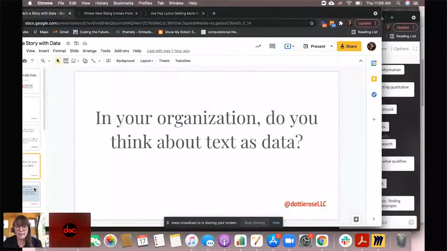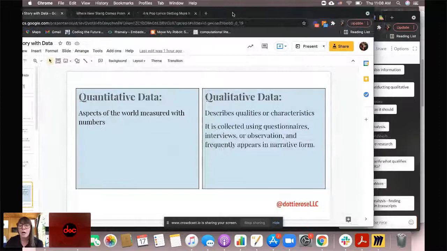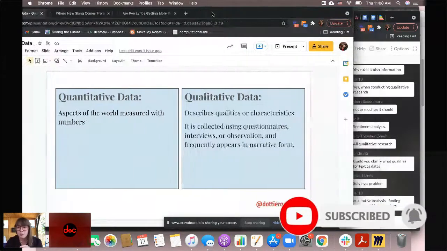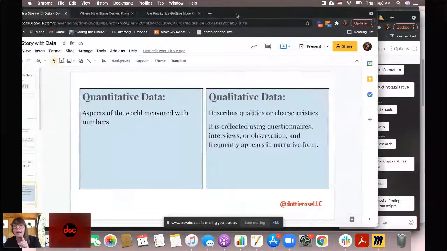So here is the definition between the two. Quantitative data are aspects of the world measured with numbers. And qualitative is going to describe a quality or characteristic. And some of you have already mentioned this in the chat, where it's collected via questionnaires, interviews, observations, frequency. And frequency is really what we're going to talk about today, is the frequency of how many times you're seeing something populate in an answer. So one of the mentions was finding some themes within transcripts, and that is really powerful.